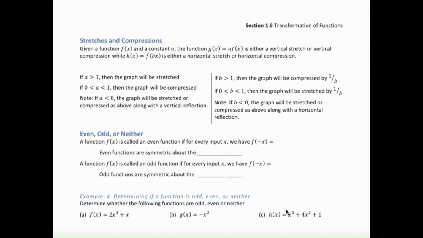Welcome back. In this video, we are finishing the lecture of section 1.5, and this is on transformation of functions. We're going to begin by discussing stretches and compressions.